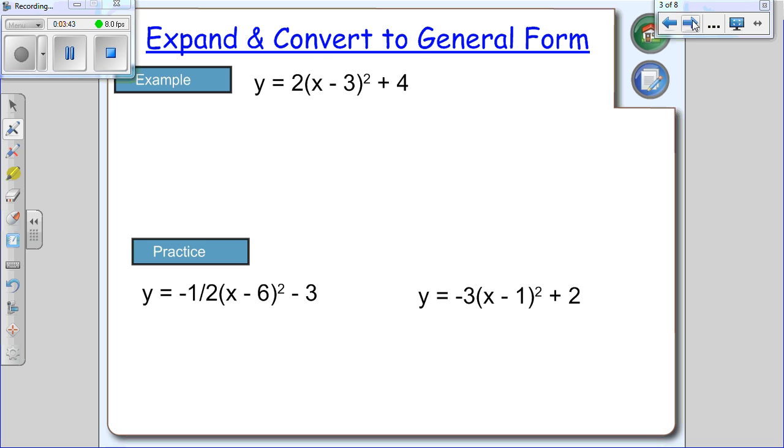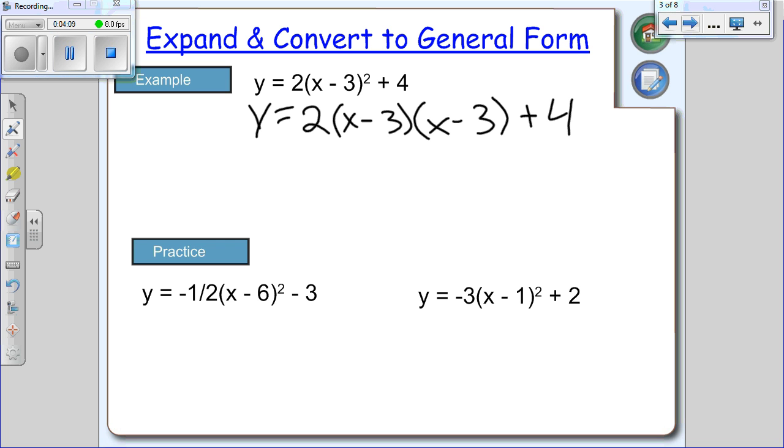First example, expand and convert to general form. It's the easiest thing in the world to go from standard to general form, because you don't have to do anything fancy, you just have to expand what you have. Which means we need to do this squared. So it's y equals 2 times x minus 3 times x minus 3 plus 4. Remember, that's what it means to square something that's a binomial. You can't just bring it in.